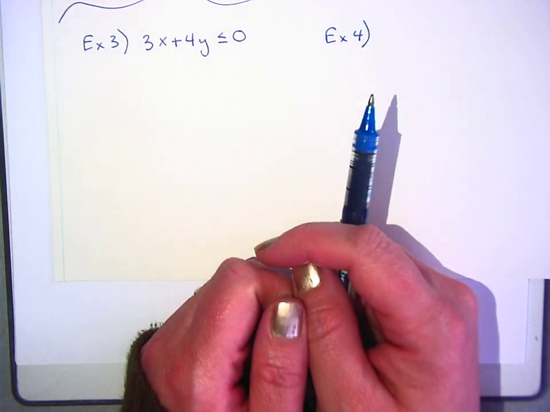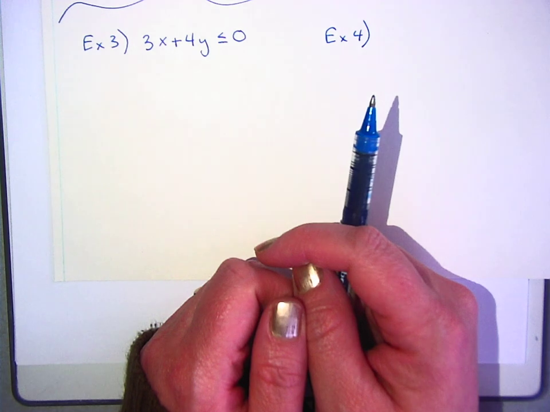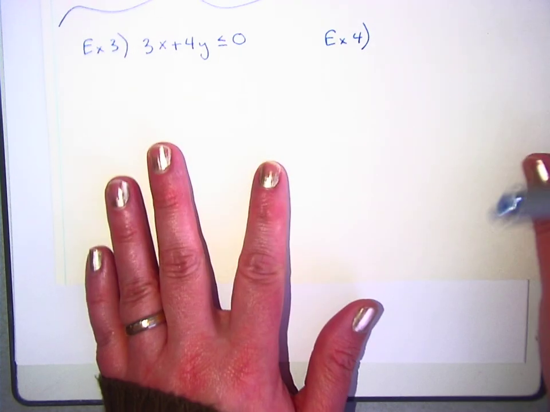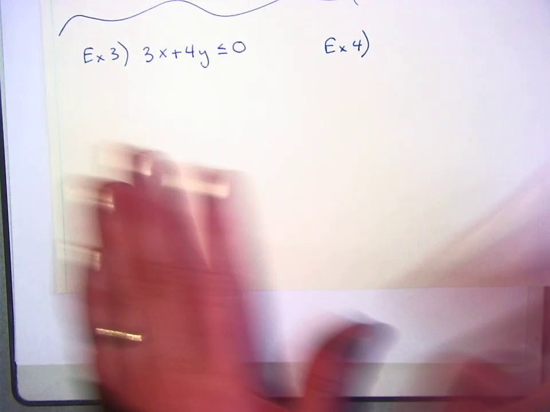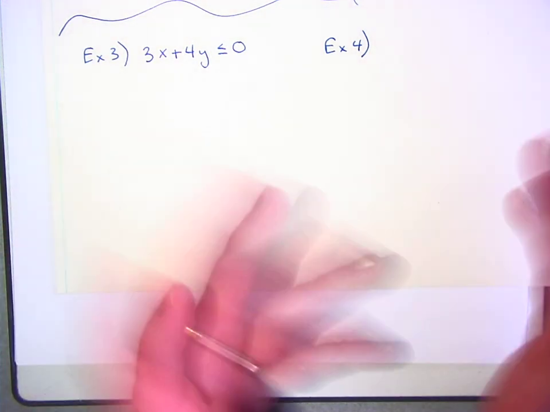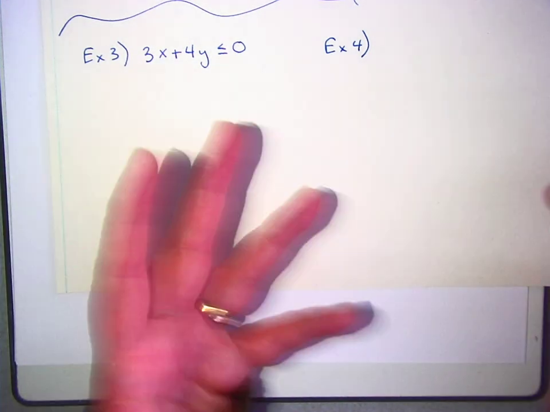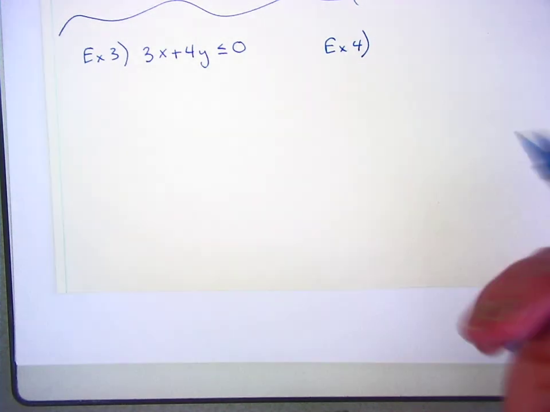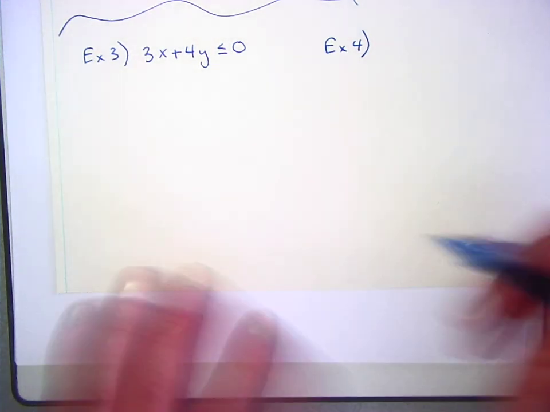It doesn't look right. Yeah. That's the point. We're trying to make it look like y equals something, or y is less than something, or y is greater than something, to make it look like we're used to. So we need to get y by itself first. Anybody have a suggestion on how we can do that?